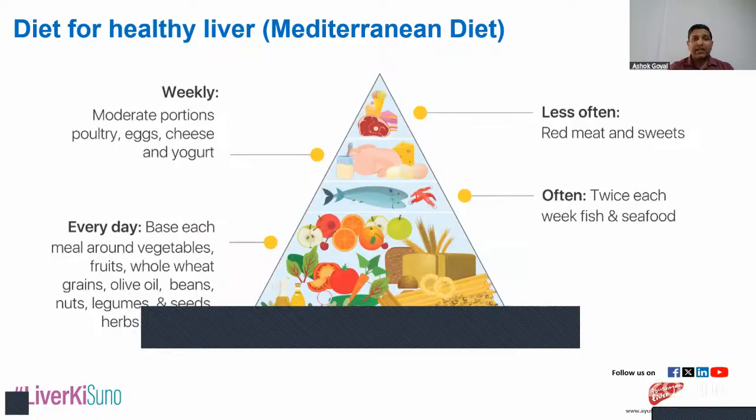Diet is very important. As I already discussed, you need to cut down on junk food, carbs, alcohol, smoke, and tobacco. You need to take a balanced diet, mainly composed of vegetables and fruits, olive oil, nuts, legumes, seeds, herbs, and spices, with a moderate portion of poultry, egg, cheese, and yogurt that you can take weekly. You can also take fish and seafood, but not very often. So a balanced diet along with regular exercise and physical activity is foremost important for dealing with this MSLD condition.